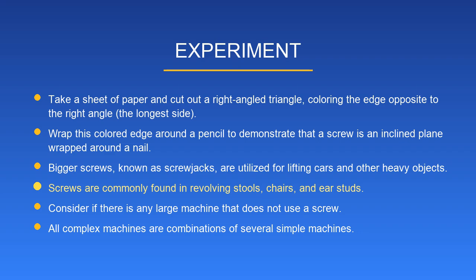Screws are commonly found in revolving stools, chairs, and ear studs. Consider if there is any large machine that does not use a screw. All complex machines are combinations of several simple machines.